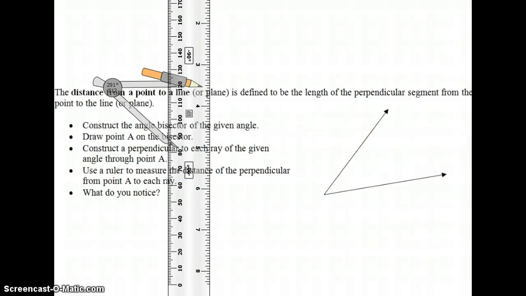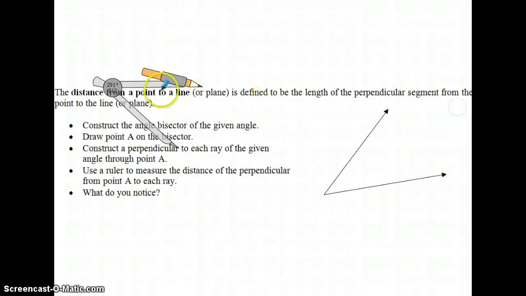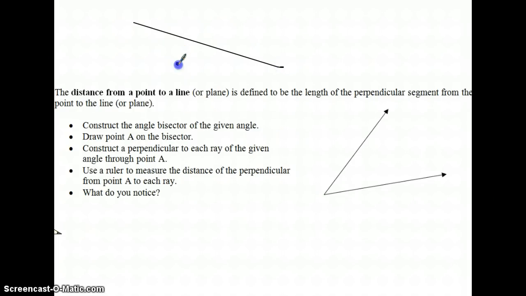I have this back on here because I'm going to be doing some constructions. Distance from a point to a line is defined to be the length of the perpendicular segment from the point to the line. So in general, if I have a line, I have a point off the line, how do we say how far is A from L? That's what I'm talking about here. How far is A from L? Well, that's defined to be this distance.